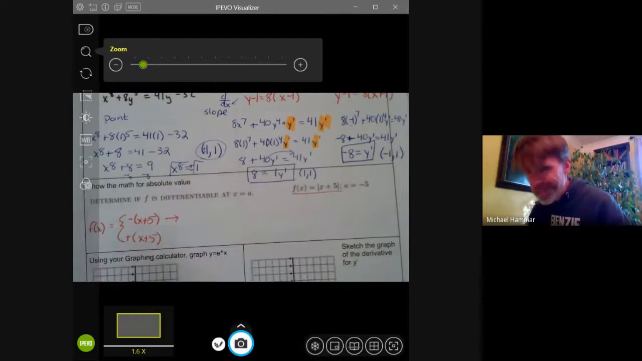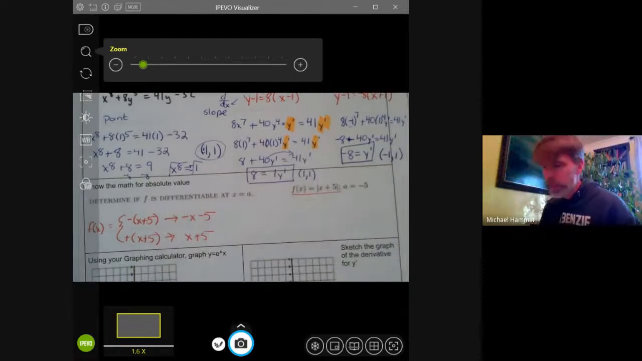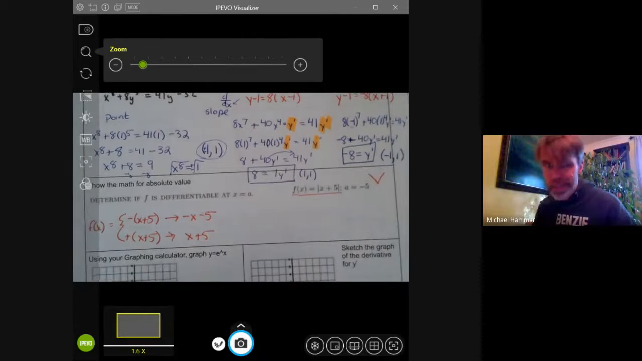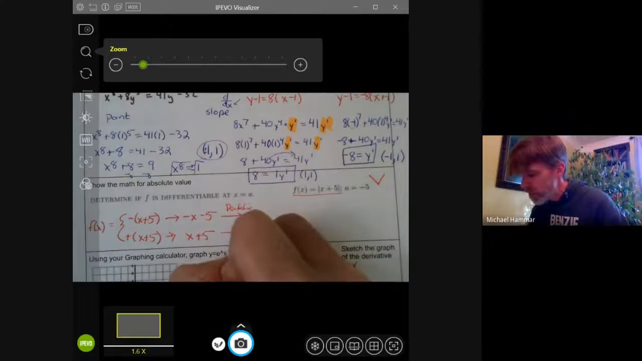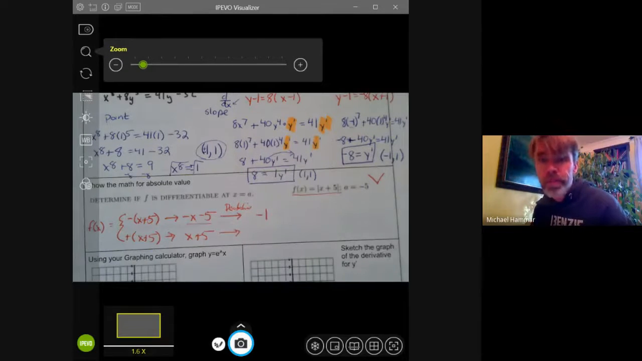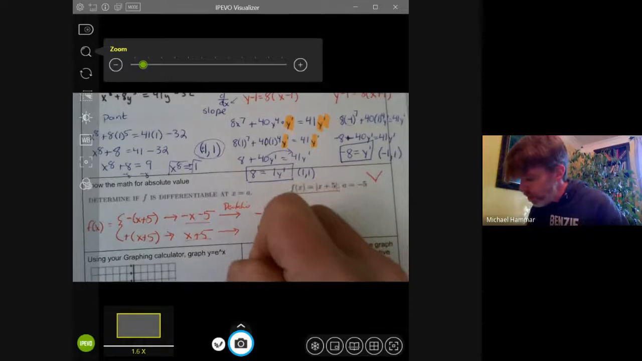So as we distribute everything out, this ends up being negative x minus 5. And this ends up being x plus 5. Now, remember, if it's going to be differentiable, the slope from the left has to be the same as from the right. But we should all know that all absolute value functions look like a v, so at the right spot one is going to be negative and one is going to be positive. So let's go through and do this. To figure out if it's differentiable, you need to take the derivative of each piece. The derivative of the top part is negative 1. And the derivative of the bottom one is positive 1.